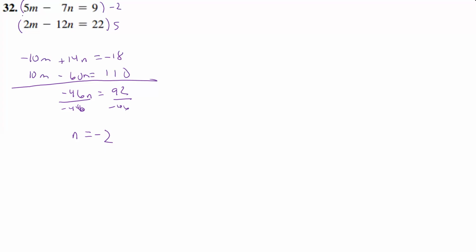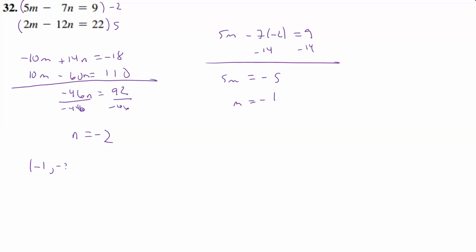Now to substitute in, it really doesn't matter which one we do. Let's do the top one. So let's say 5m minus 7 times a minus 2 equals 9. So that's going to be a 14. So if I subtract 14, then I have 5m is equal to, and it looks like a minus 5. So m is equal to a minus 1. And so it looks like minus 1 comma minus 2 is my solution.